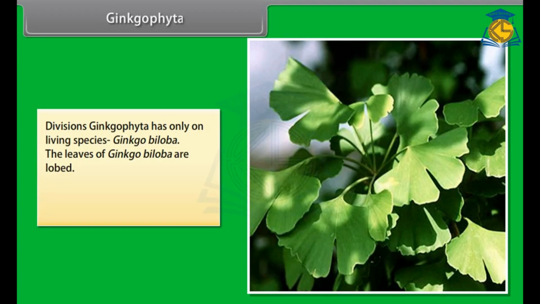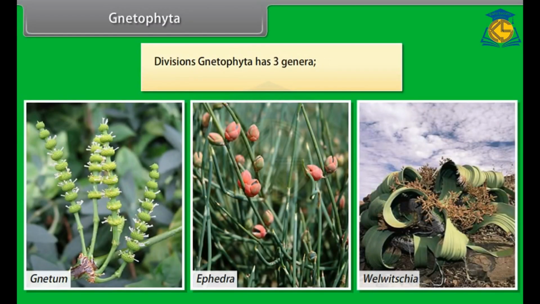Ginkgophyta. The division Ginkgophyta has only one living species, Ginkgo biloba. The leaves of Ginkgo biloba are lobed. Ginkgos have separate male and female trees. Gnetophyta. The division Gnetophyta has 3 genera: Gnetum, Ephedra, and Welwitschia. Coniferophyta.